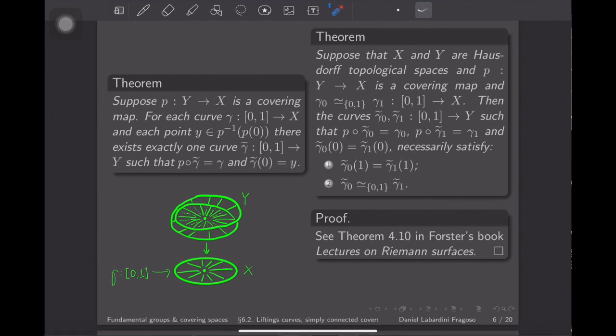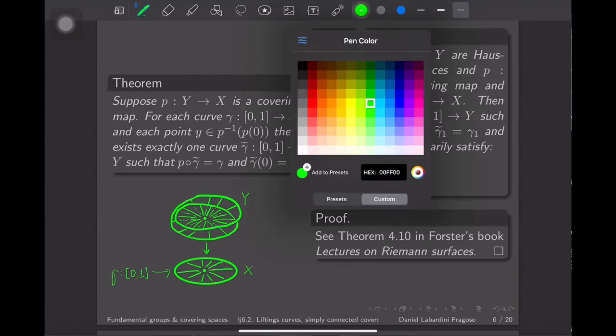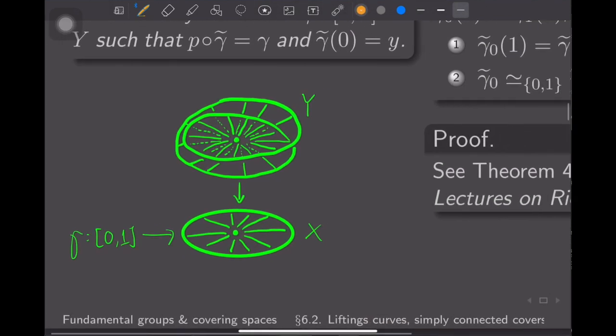Okay, and the proof of this theorem is not very hard, actually. Somehow the basic idea is that if I draw the curve here, what I know is that since this is compact, for each point here, there is an open neighborhood evenly covered. Compactness tells me that this one can be covered by finitely many open sets of X, each of which can be evenly covered. So let me do this, slightly bigger open sets, but the point is finitely many of them.